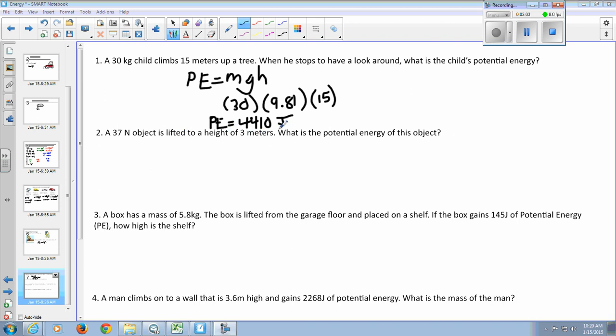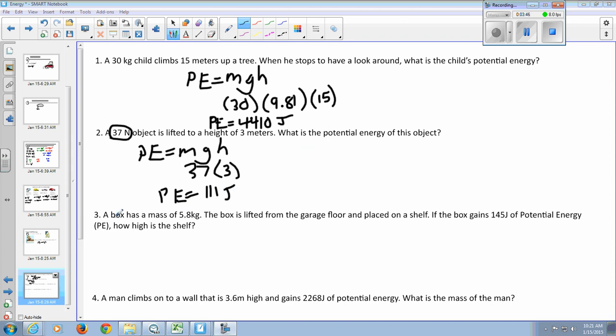The next one, we have a 37 Newton object that's lifted to a height of 3 meters. This one's a little different. You need to recognize that this is the weight of the object, and potential energy being equal to mgh. Well, mg is weight. So you already have weight, and it's going up a height of 3 meters. So in this case, they already tell you what m times g is. It's 37. So we can plug that in for mg. The height is 3 meters. Potential energy is equal to 111 joules.